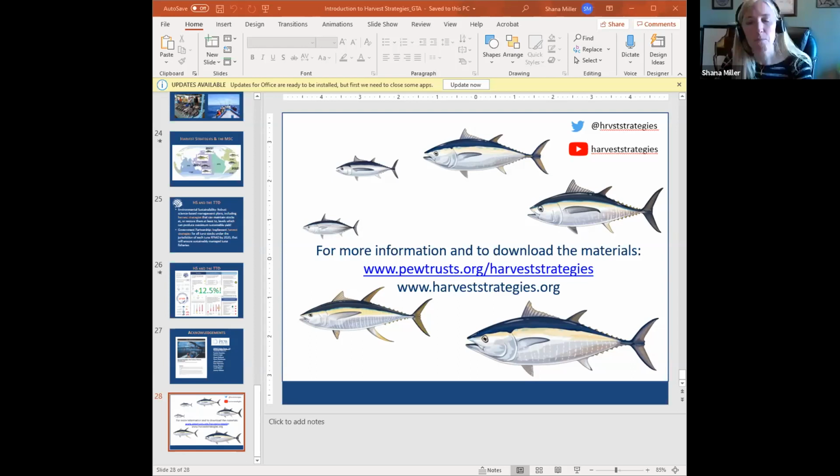But once their harvest strategy was in place, they can now get loans whenever they want, because there's enough predictability in the system. And of course, that works for the market side of southern bluefin as well, that they can plan their businesses accordingly with confidence. So if you don't get a harvest strategy in place, that kind of volatility in the fishing industry, and on the shore side and retail side of that, will continue. Hopefully that answers your question, Christine.